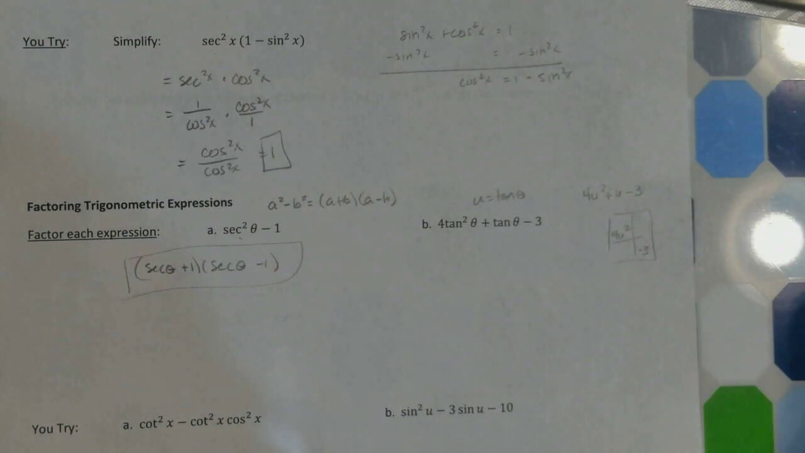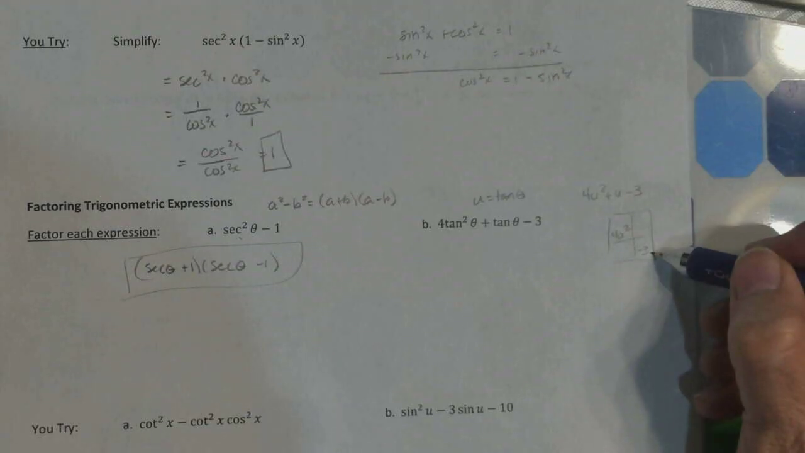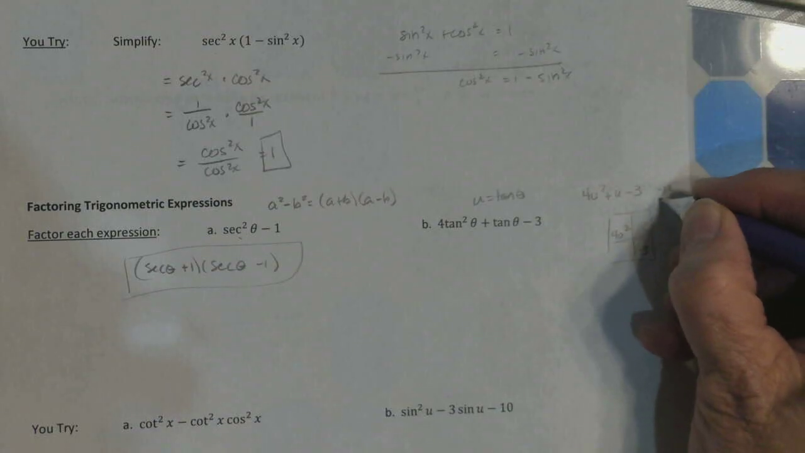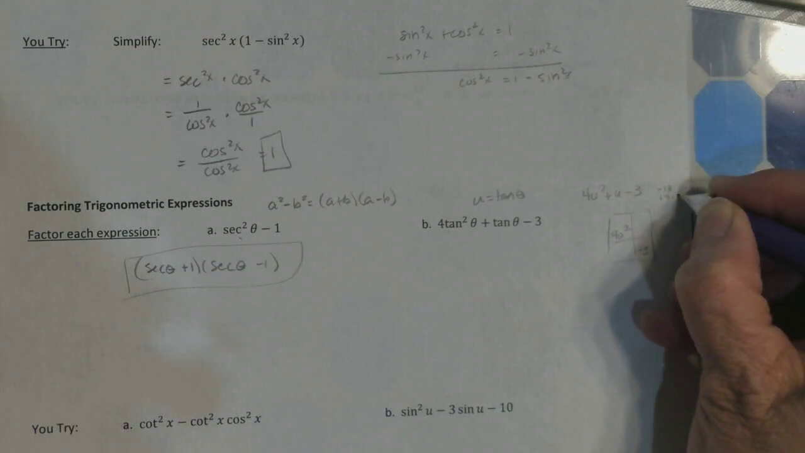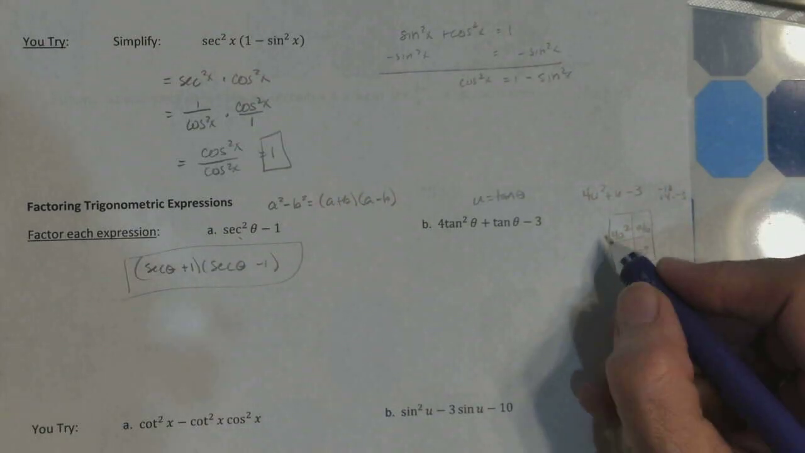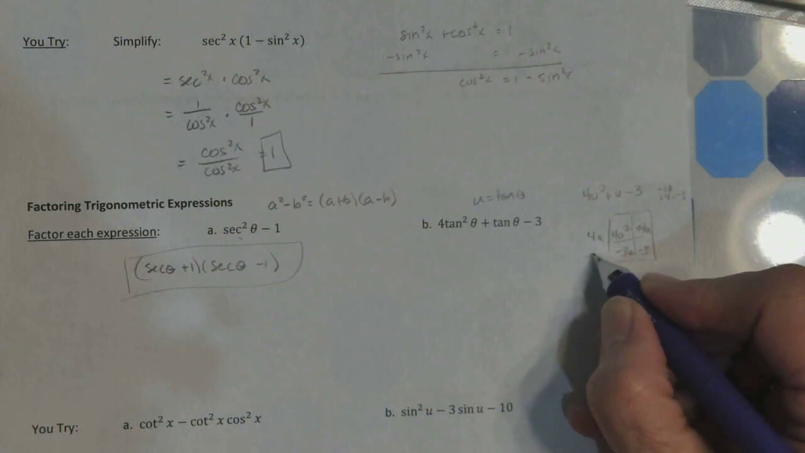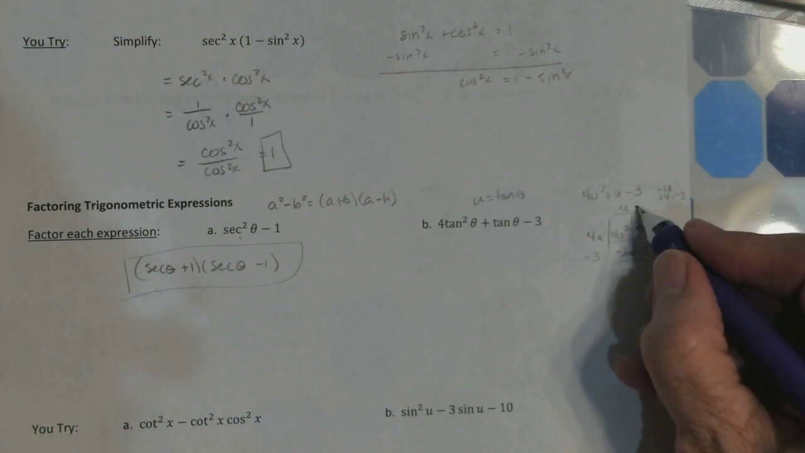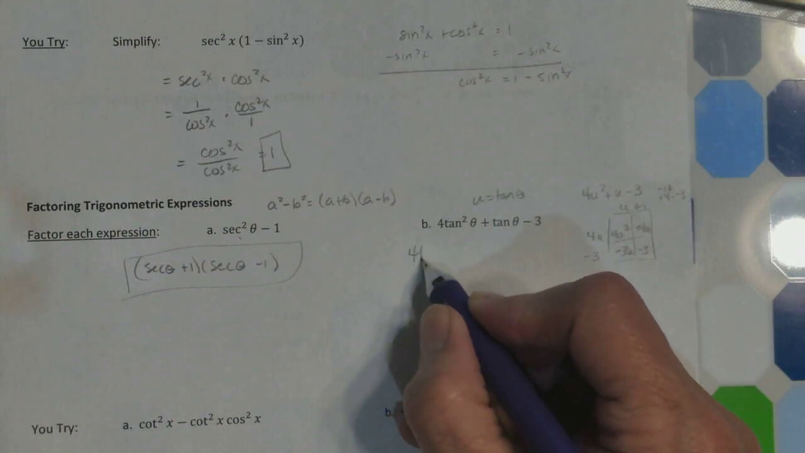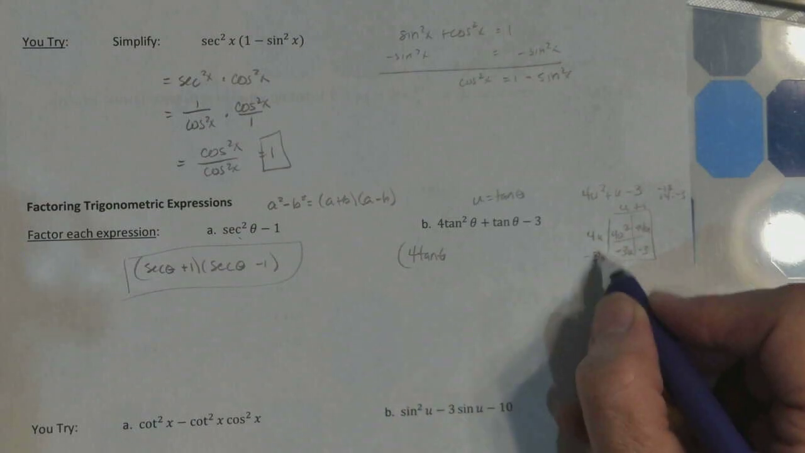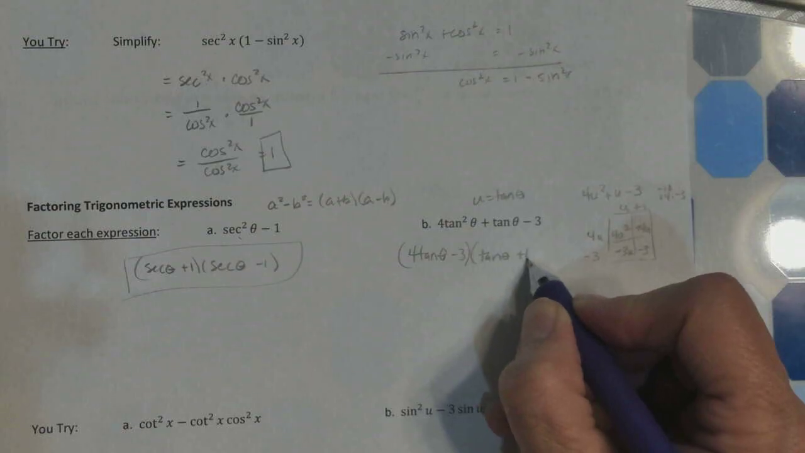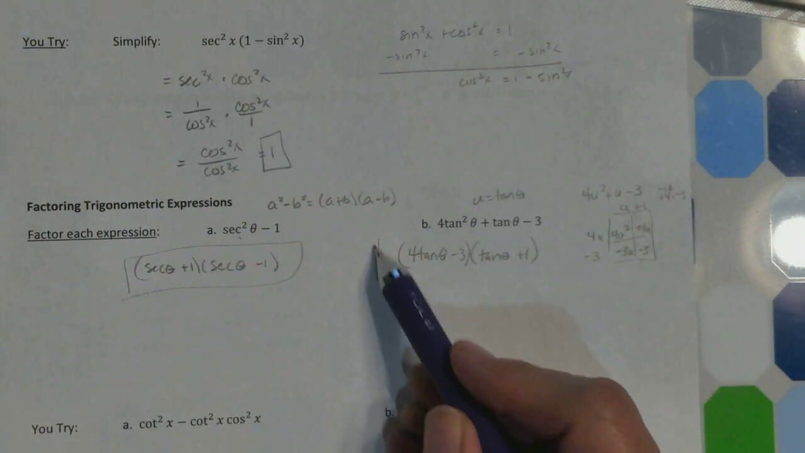Here, you might want to think about using u substitution, where u is going to equal tangent theta, because this is going to be 4u squared plus u minus 3. And then you have to go back and remember how to actually factor those. The way that I taught you was that reverse box method. 4u squared goes there, negative 3 there. That multiplies to negative 12. So negative 12, I'm going to have a positive 4 times a negative 3. So a positive 4u, negative 3u.